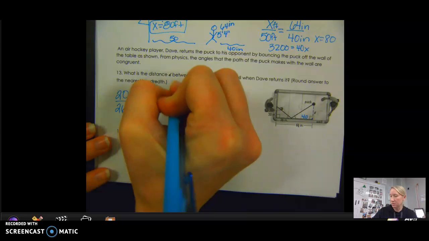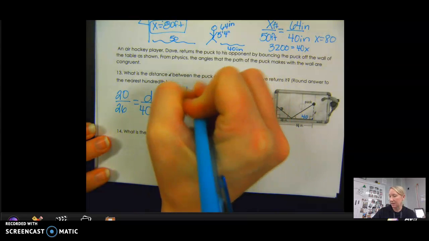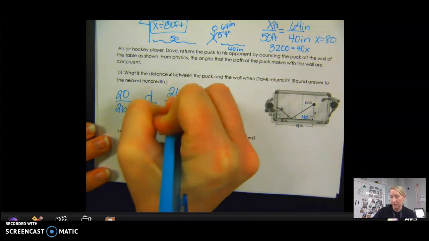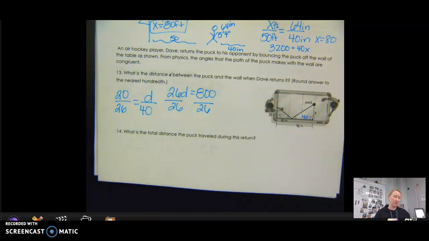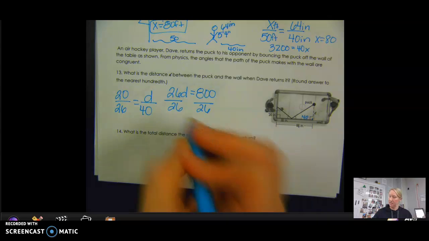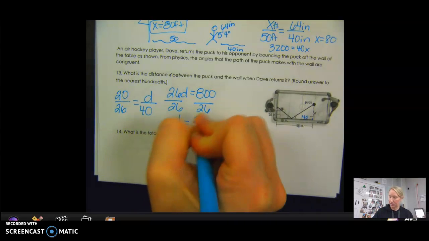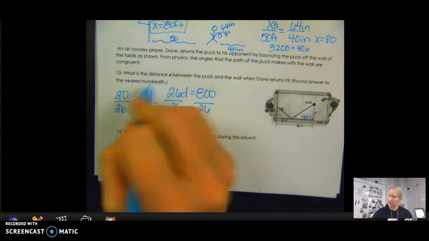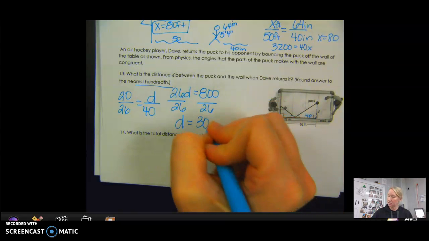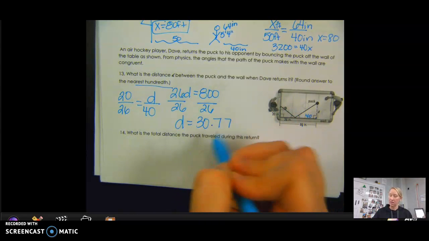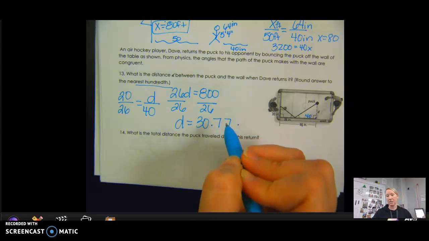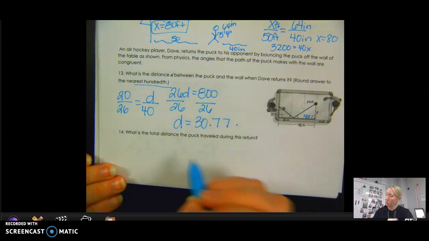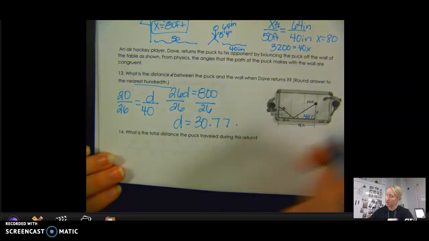So when I cross multiply, I get 26d equals 800. I'm going to divide by 26, divide by 26. I'm going to do 800 divided by 26. And I get d equals 30.77 to the nearest hundredth, that's 2 decimals, because it's actually 30.769. That 9 makes that 6 go up when we round. What's the total distance the puck traveled in its return?